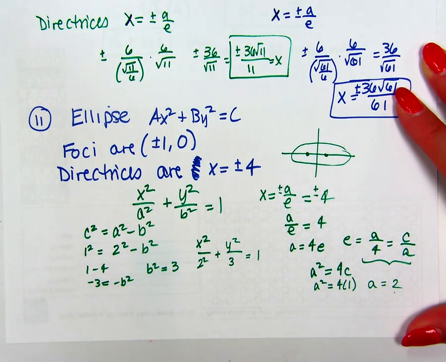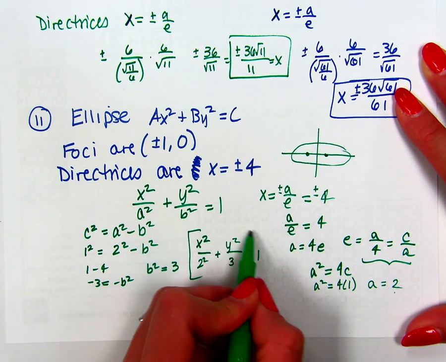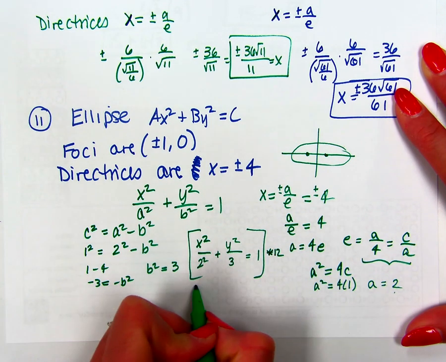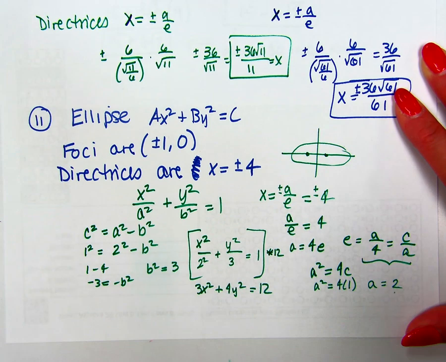All right, and then I don't want to leave it like this. This would be fine normally, but because they wanted it in this form, we need to multiply by something. So 4 and 3 go into 12, so I'm going to multiply by 12. So this gives me 3x squared plus 4y squared equals 12.